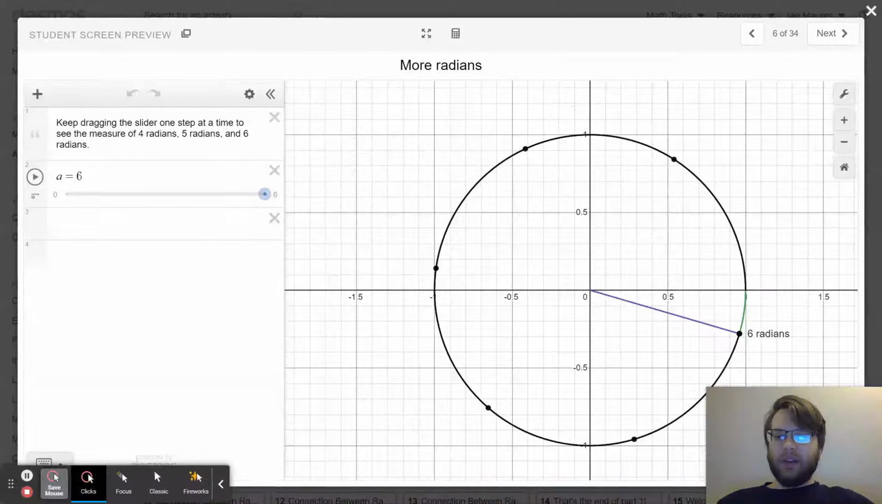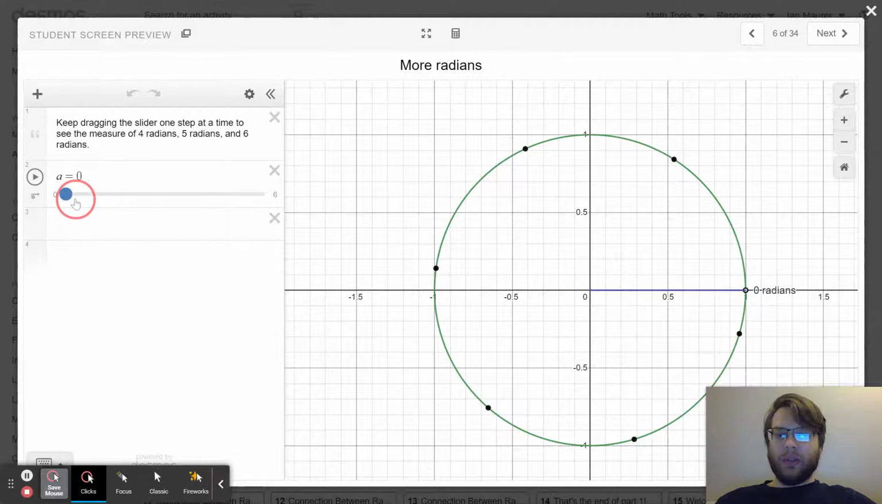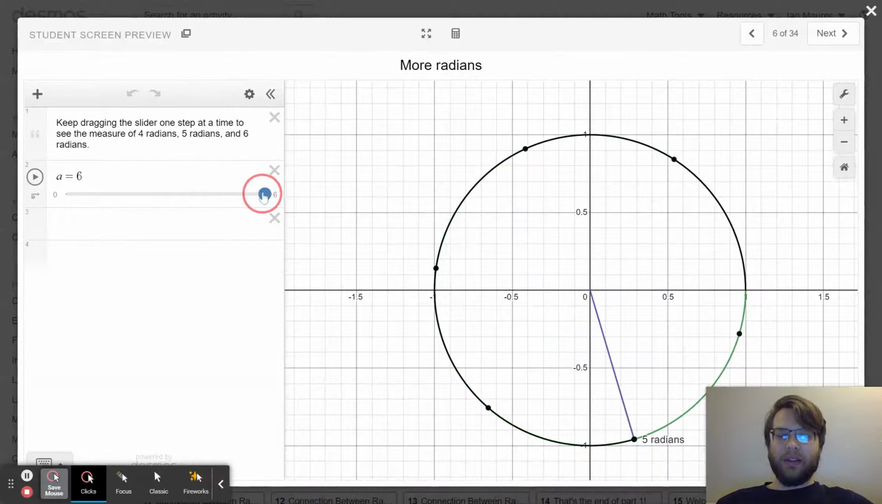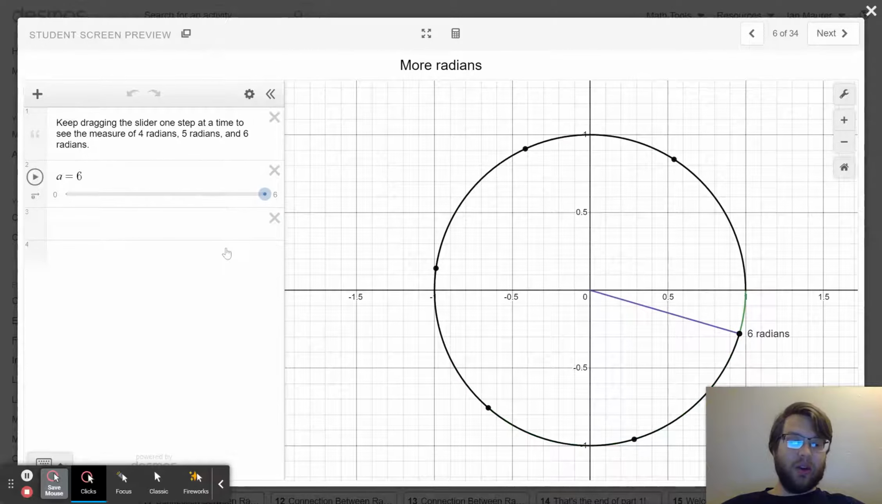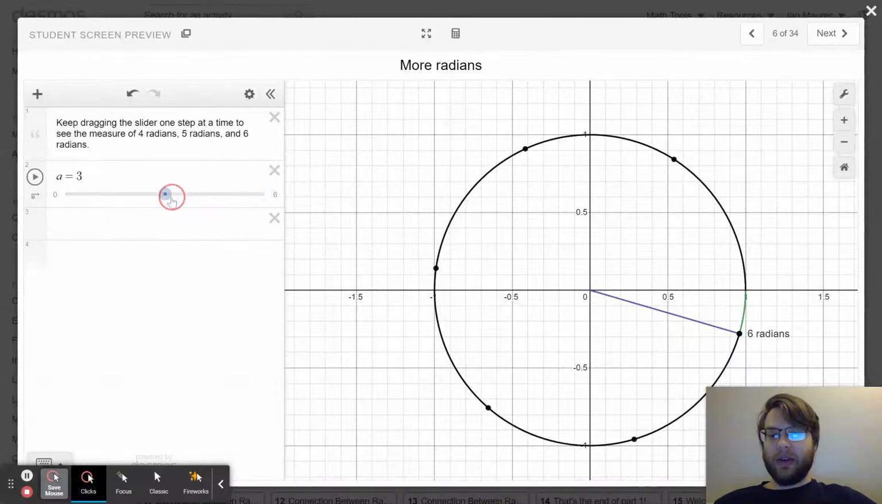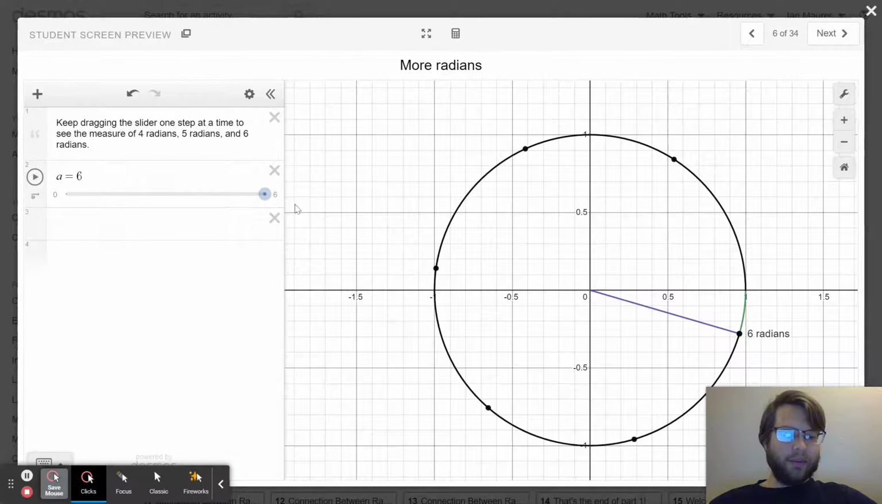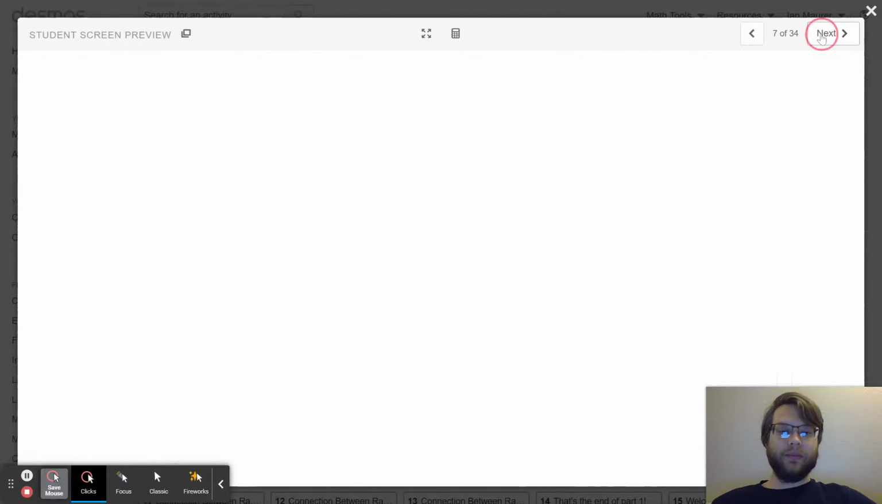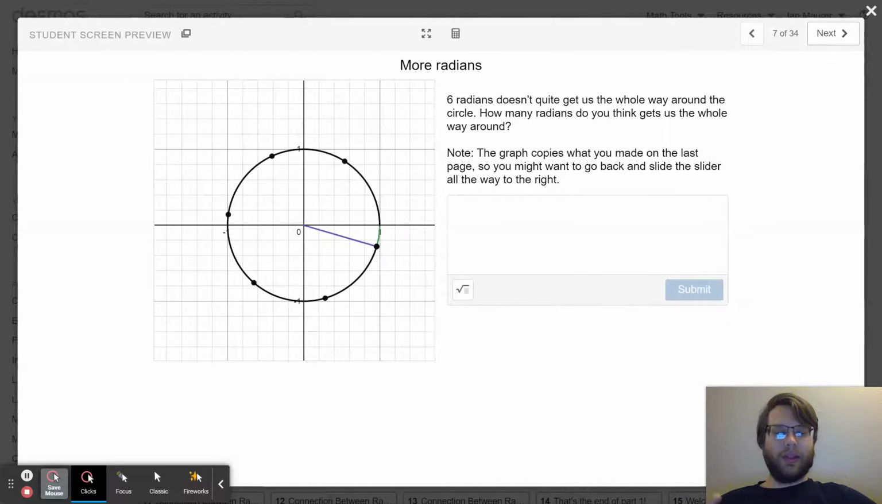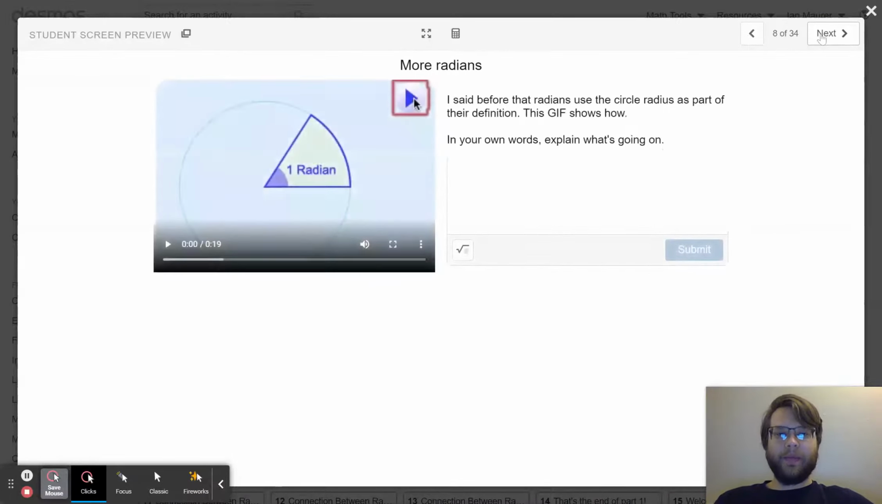Let's play the same game here. You can see that as we go from 0, 1 radian, 2 radians, 3, 4, 5, 6 radians, not quite a whole circle. We know that 3 radians got us almost halfway around. Think about what number is a little bit bigger than 3 that has to do with circles. What number is a little bit bigger than 6 that might have to do with circles as well, related to the previous answer? You want to think about using your answer from the previous slide. How can you figure out what a full circle would be?